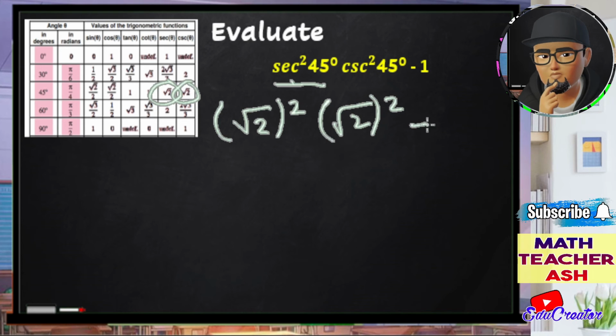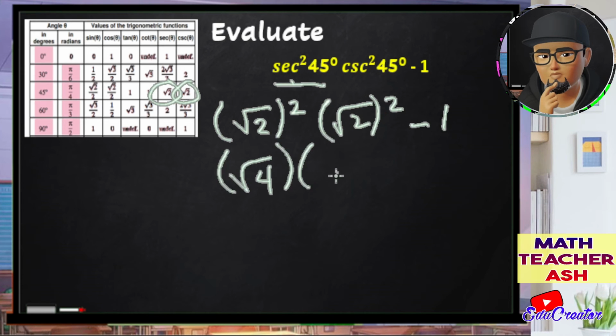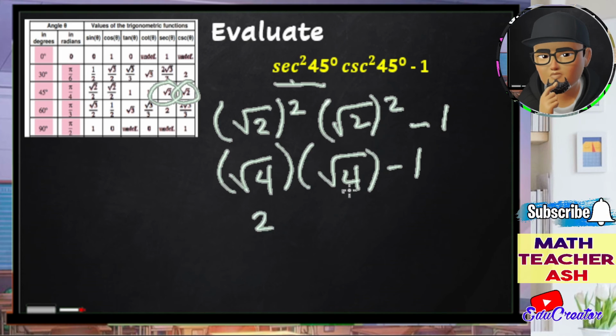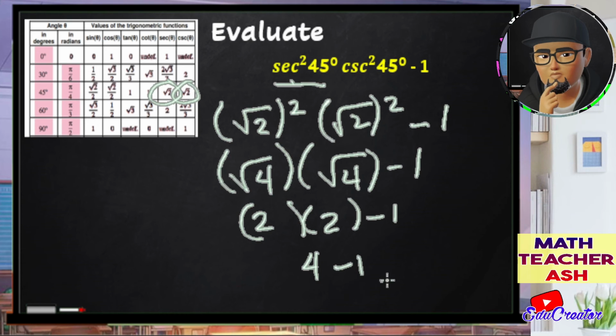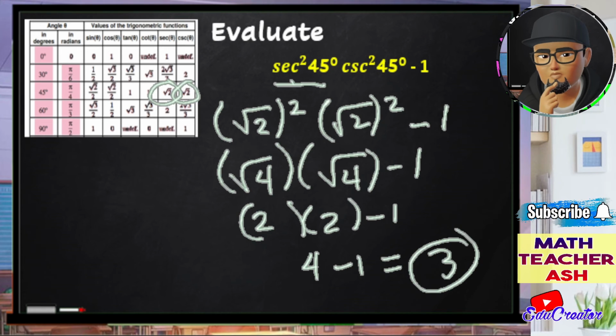Alright, then we have minus 1 at the end. So the square of square root of 2 is 2, and the same for the other, 2, so you multiply them with each other, then minus 1. The final answer is 4 minus 1, and your final answer would be 3. Okay, I hope, my dear math learners, you got that one.